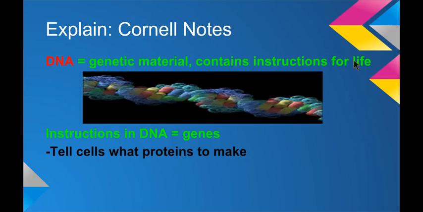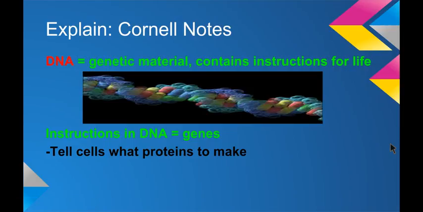Well, DNA is the genetic material, and it contains the instructions for life. It's the blueprint for life. Specific instructions in DNA are called genes. Genes tell cells what proteins to make.